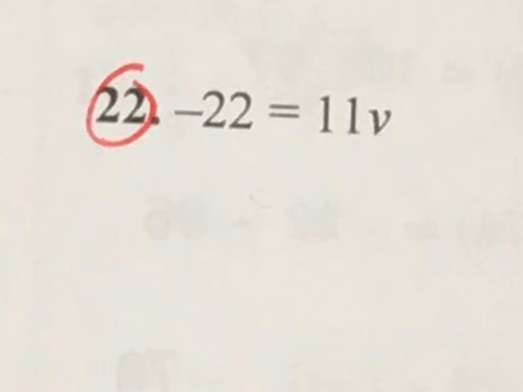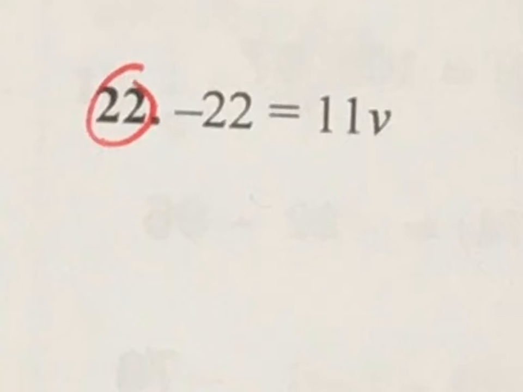Number 22, where's the V at? Is the V on the left side of the equal sign or the right side of the equal sign? On the right. Is it by itself on the right? No, there's this 11 right there in front of it. I need to get rid of that 11. How do I get rid of the 11? Dividing by 11, that's right.